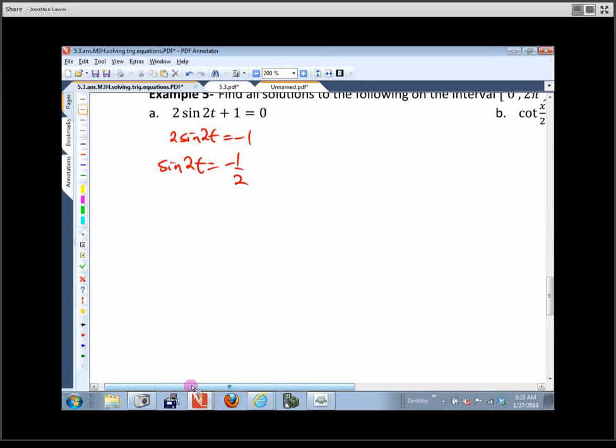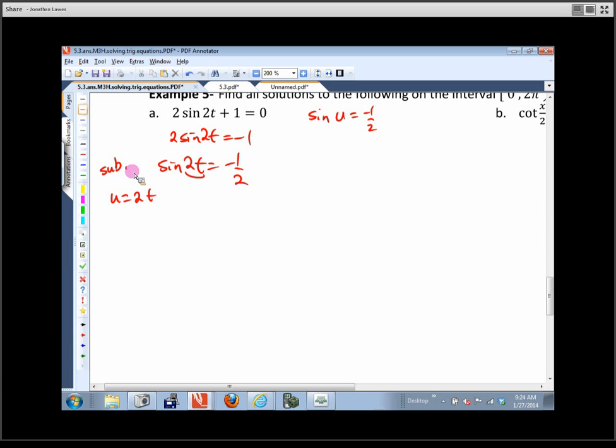Okay, there are a couple different things that you can do. I think by far the easiest and the most standard technique for this is, this looks kind of familiar, but this angle right here makes it a little bit strange. If this just said sine of u equals -1/2, that would be relatively easy to do. Okay, we know how to do that. So here's what we do. We say, let's let u equal 2t. This is called a substitution.